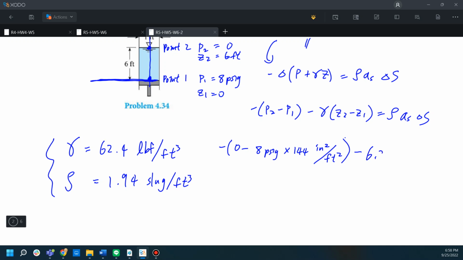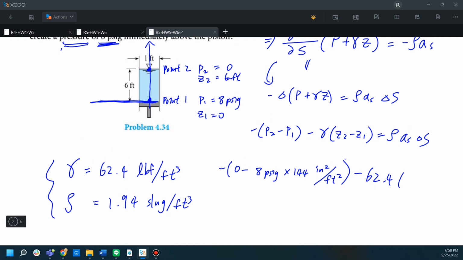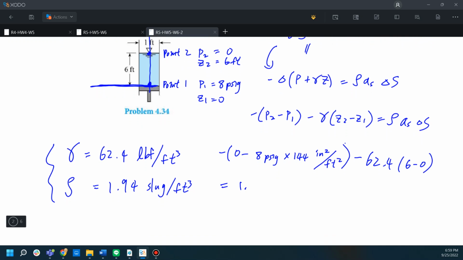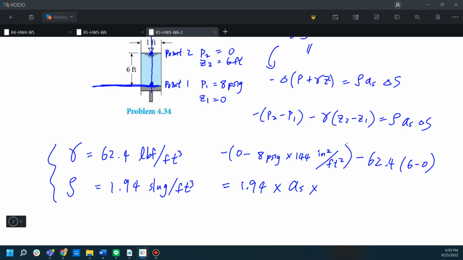So the gamma is 62.4 times Z2 minus Z1, that is 6 minus 0, and will equal to rho, which is 1.94, times the acceleration and times delta S. The distance between point 1 and point 2 is on the straight line, so this delta S is also equal to 6 feet.